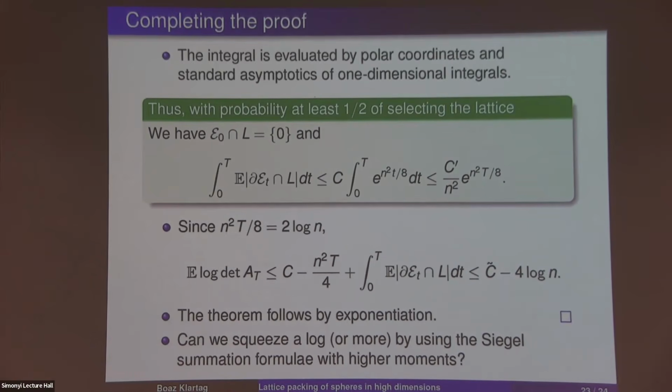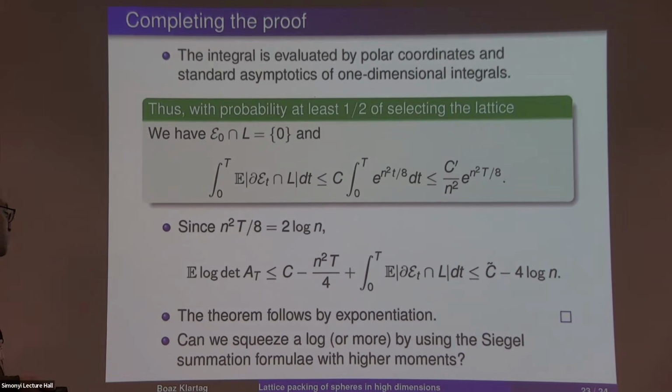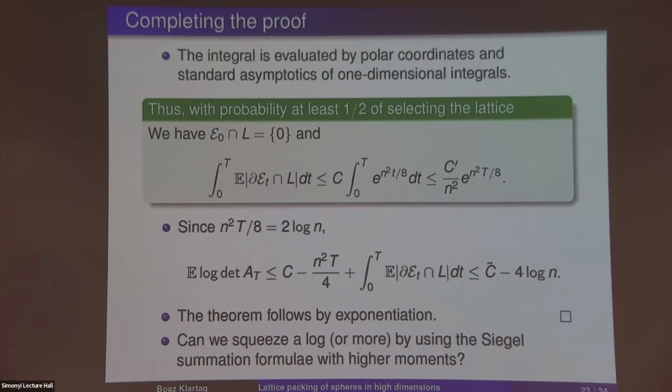Let me just remark that we really use only the first order Siegel summation formula, nothing more complicated. Maybe we can squeeze out a log by using higher moments. I couldn't do it, but we are now writing a paper with Gava, who was mentioned earlier. We can combine the cyclotomic fields with this and maybe get a log in some dimensions. That's all I wanted to say.